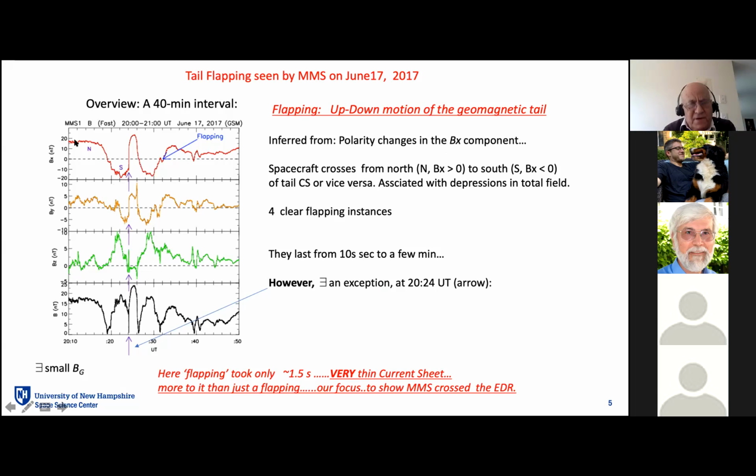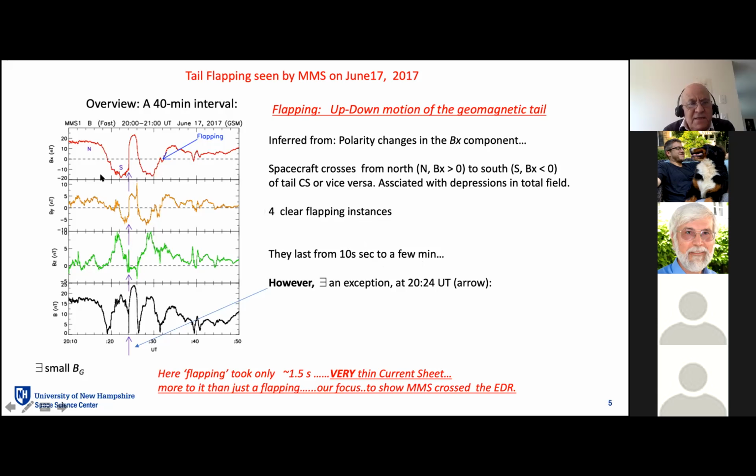Like you have here, for instance, in this 40-minute interval, the spacecraft is north of the tail, south of the tail, north, south, north. You have 4 clear flapping instances. And each one of these lasts for a few tens of seconds or a few minutes. And this is all very fine and dandy. You say this we know already.